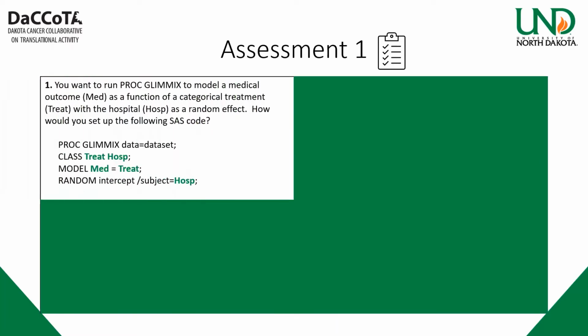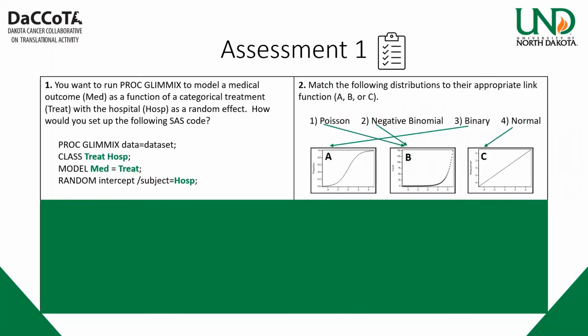All right, for question 1, we're asked how to set it up. So you would have treatment and hospital as class because they are categorical. And you want to model your medical outcome as a function of treatment, and then make sure to add hospital as a random effect. So for 2, matching the links. So Poisson and negative binomial, those are count, so you want the log link. Binary data needs a logit link because that's bounded by 0 and 1, and then normal data just has the identity link, so nothing changes.